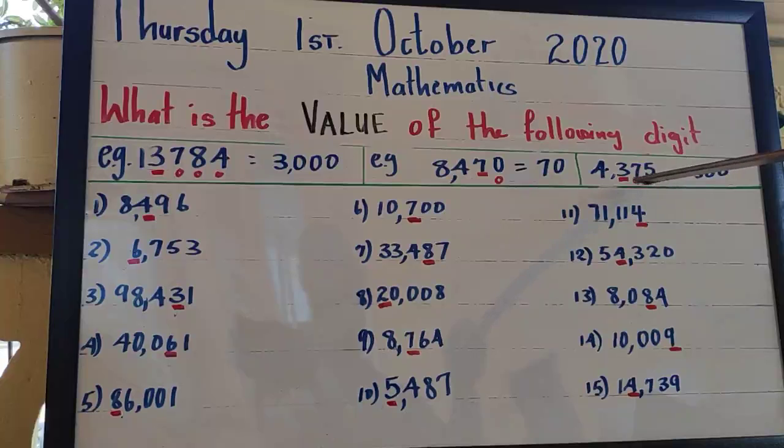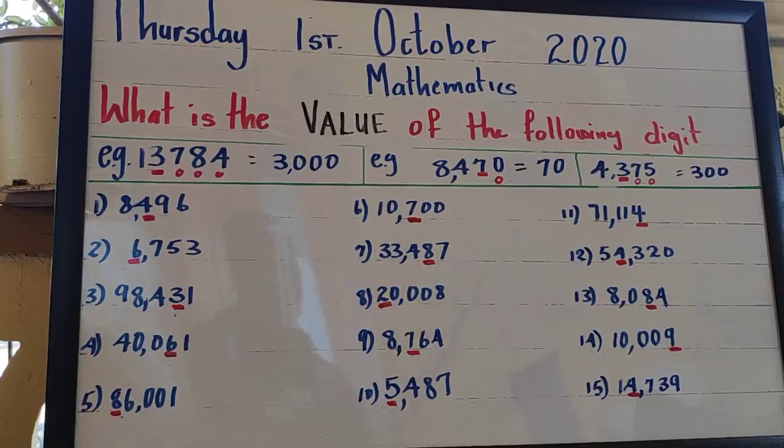Let's come here. We have 4,375. What is the value of the 3? It is 300. 3 is in the hundreds position and it's 300, so 3 times 100 is 300. You see it? Put in the 0 here if you want, basically put in the zeros just to show what you're doing.